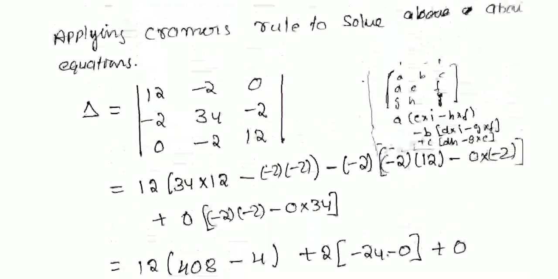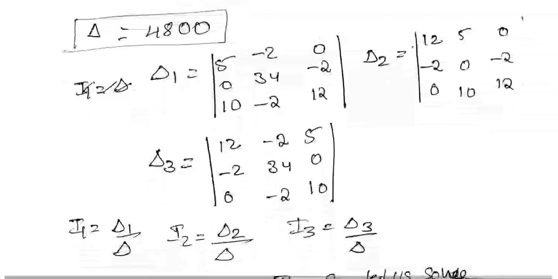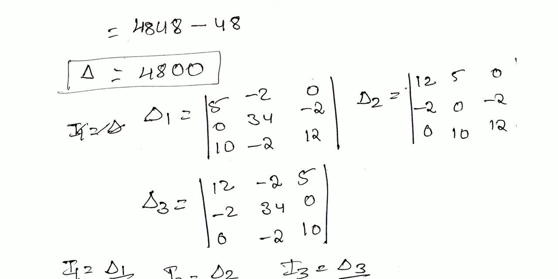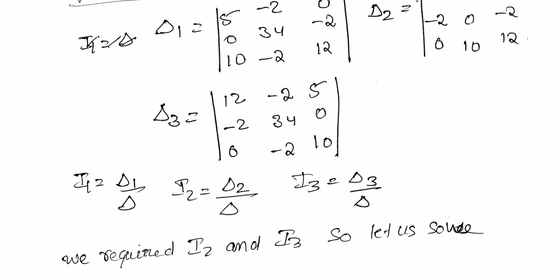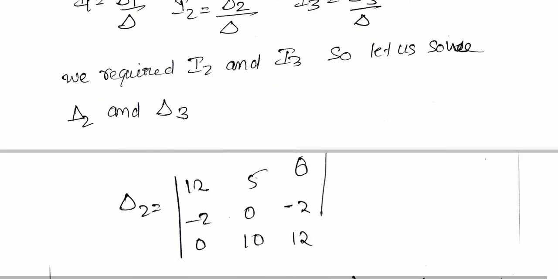Next we have to calculate delta 1, delta 2 and delta 3 to find I1, I2 and I3. Delta 1 can be obtained by replacing the first column by the constants, which are 5, 0, 10. Delta 2 is obtained by replacing the second column by the constants, and delta 3 by replacing the third column. I1 is given by delta 1 by delta, I2 by delta 2 by delta, and I3 by delta 3 by delta.